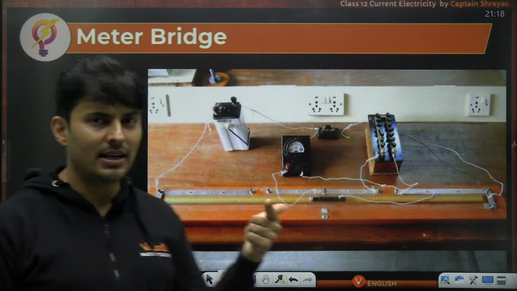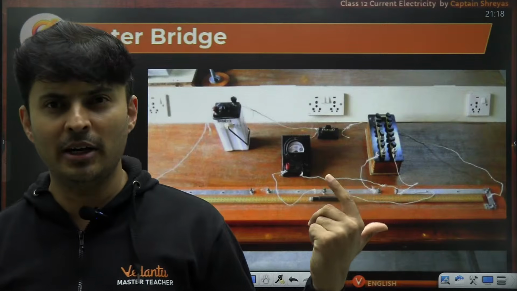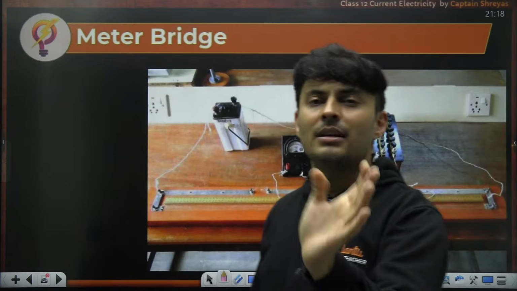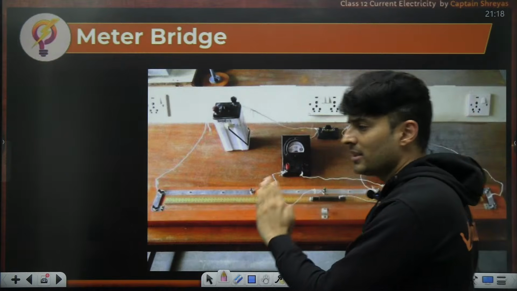Last one, remember the three devices. One is voltmeter, second is ammeter based on galvanometer. Third one is meter bridge to measure resistance based out of the concept of Wheatstone.